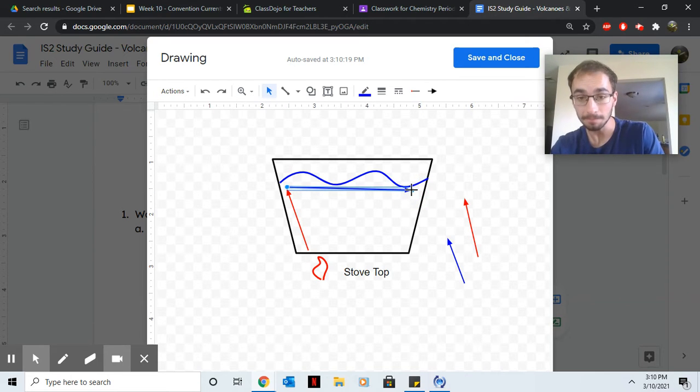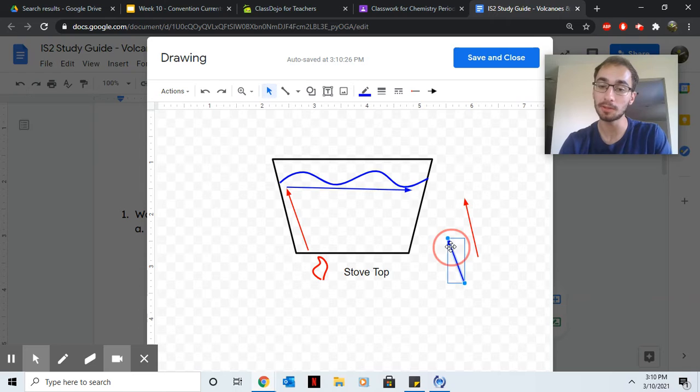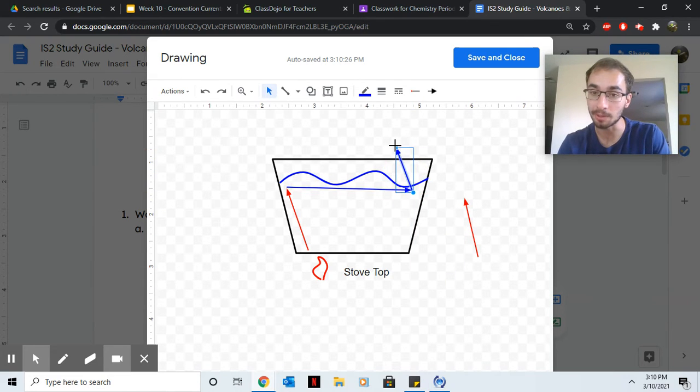But eventually, think about it. Now that I know this water is getting cold because it's away from the burner, is the water going to go up or down? You should remember from last week, things that are cold are more dense. So that cold water will end up going back down. So flip it around to go down.